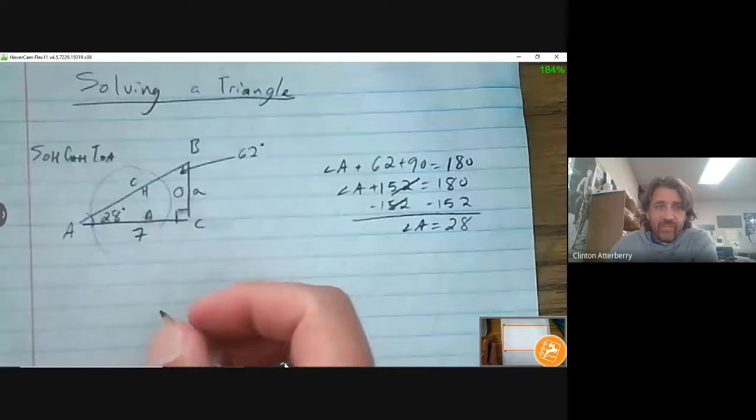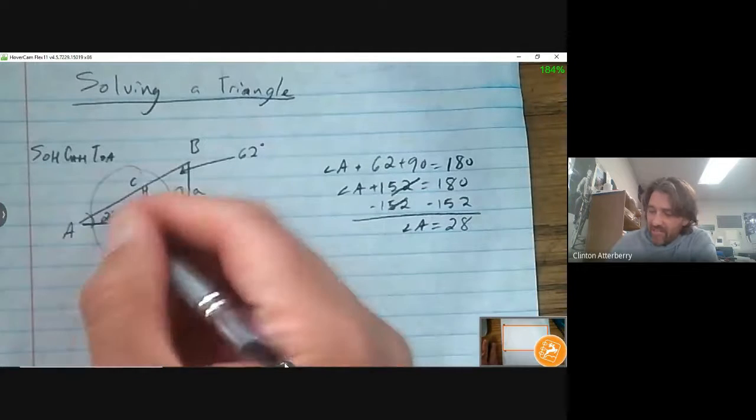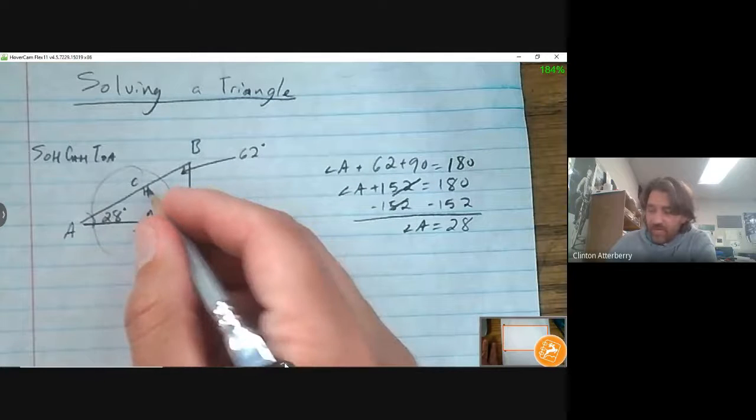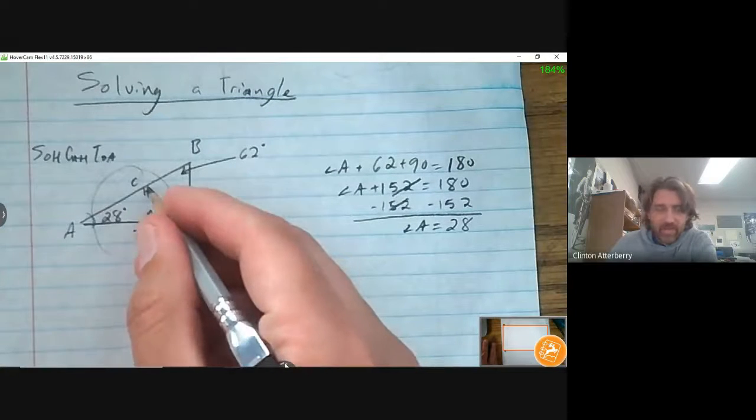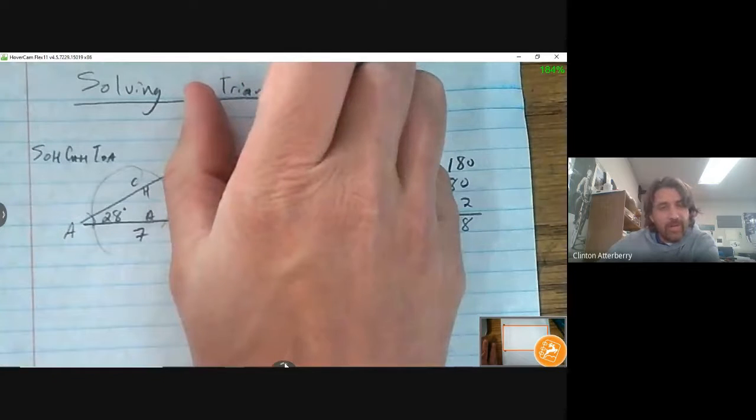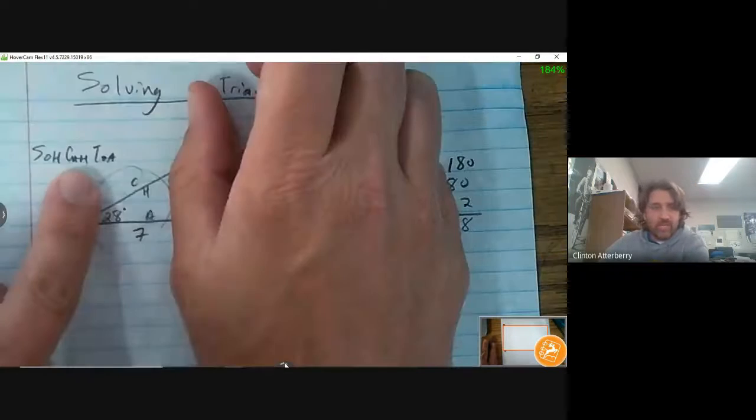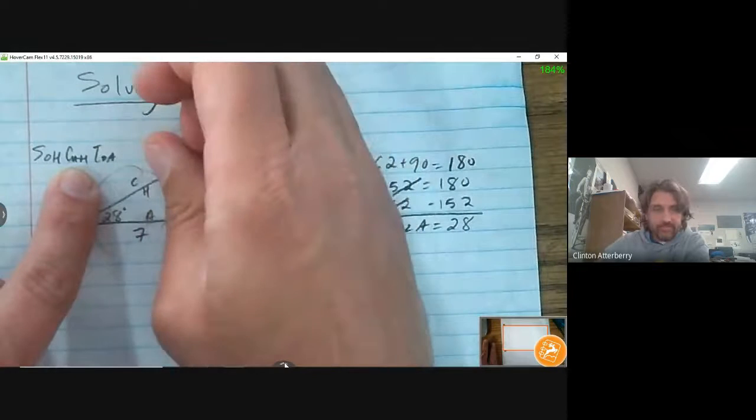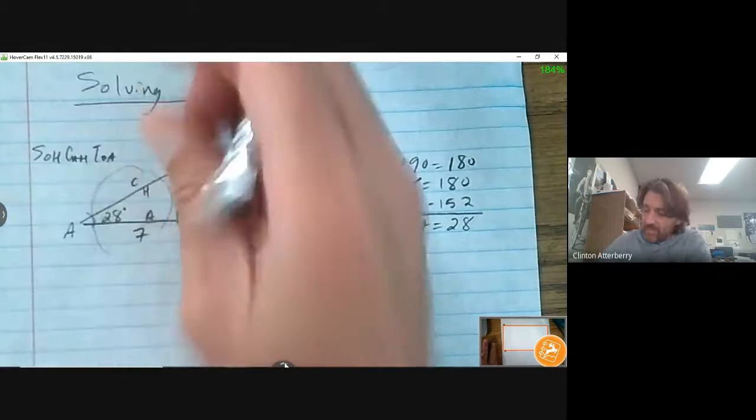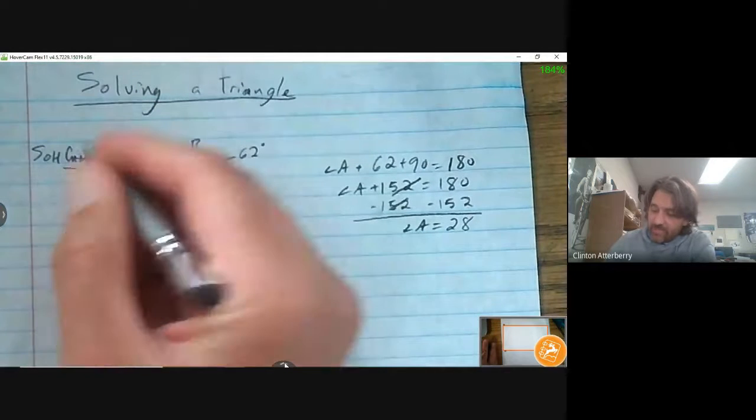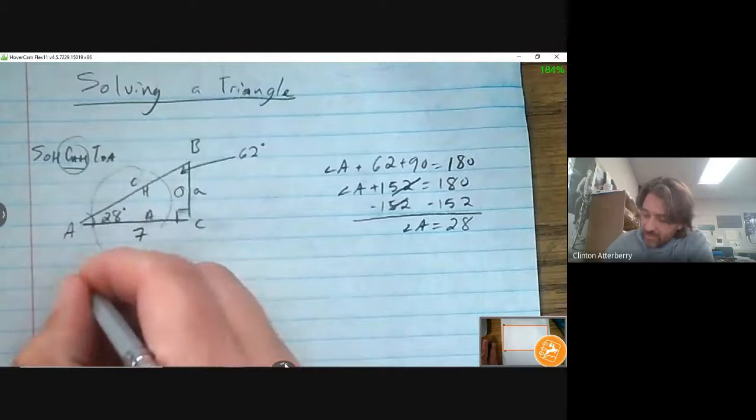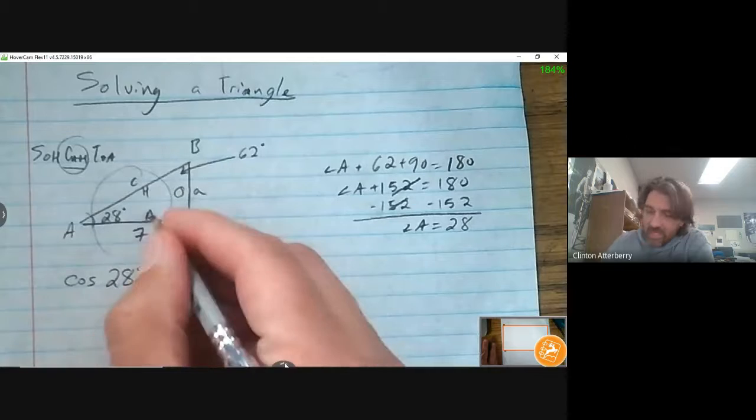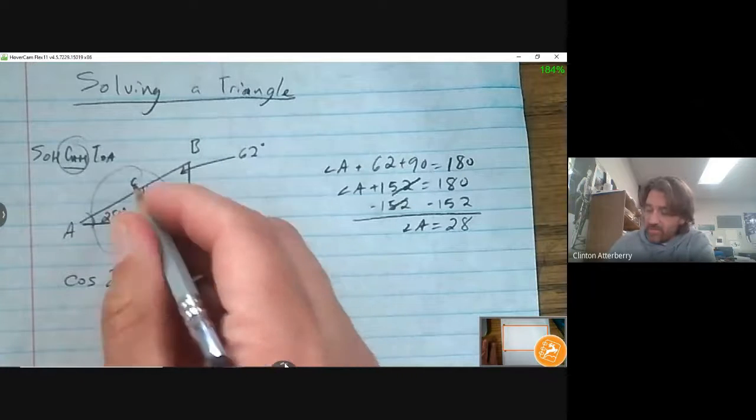If I have an angle of 28 and I have the adjacent and the hypotenuse, where I have the adjacent and I'm looking to solve for the hypotenuse, just those pieces of information, I should use cosine, because cosine says adjacent and hypotenuse. So I'm going to use the cosine of A, which is 28 degrees, equal to the adjacent divided by the hypotenuse. So 7 divided by C.